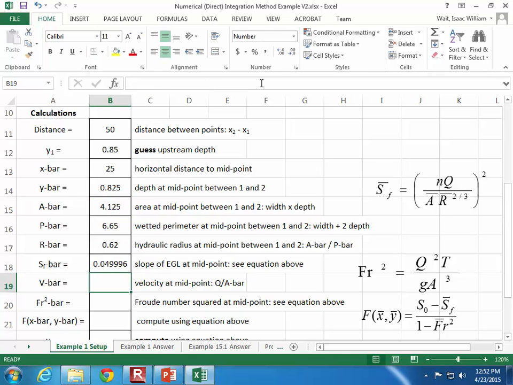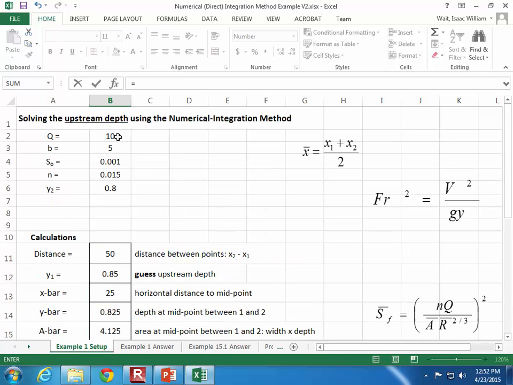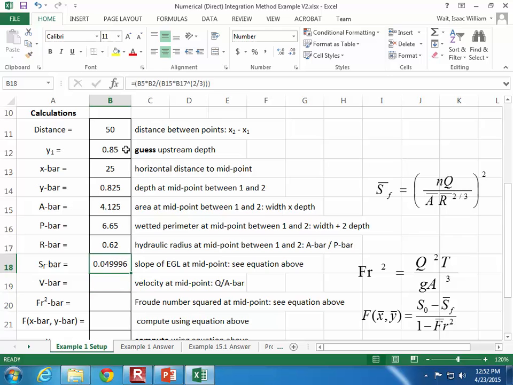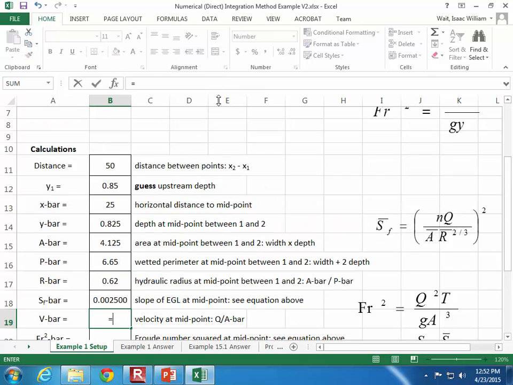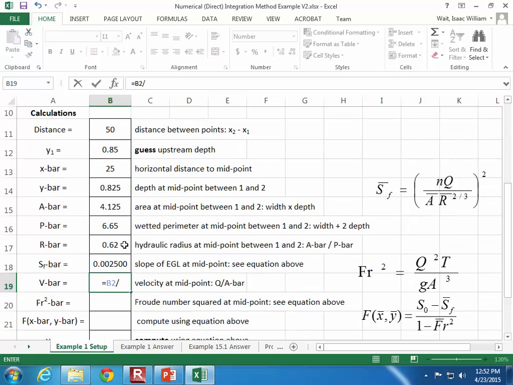Okay, so slope of the energy grade line. Velocity is the flow rate, Q... Oh, thanks. Yep, good catch. Very good. Squared. All right, now we don't have to hunt for the error later. You keep on me, all right? Q divided by the area at the midpoint. So that's the velocity at the midpoint.